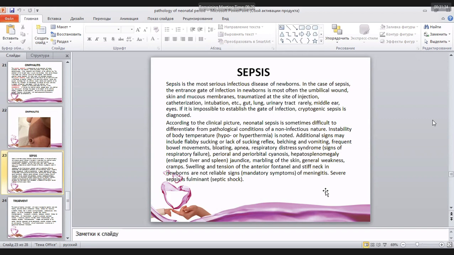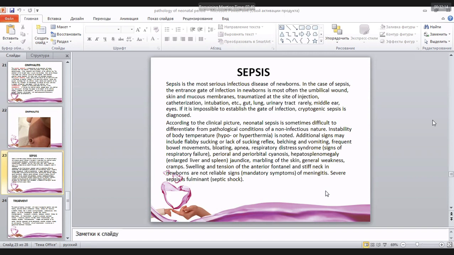Then, what are the specificities? If we speak about neonatal sepsis, it is difficult to differentiate sepsis from pathological conditions of non-infectious nature. Maybe respiratory distress, the signs of respiratory failure, a transient state. Do you remember? I told you about it. Maybe bloating, apnoea, cyanosis also present. Sometimes enlargement of the spleen and liver and jaundice are present.